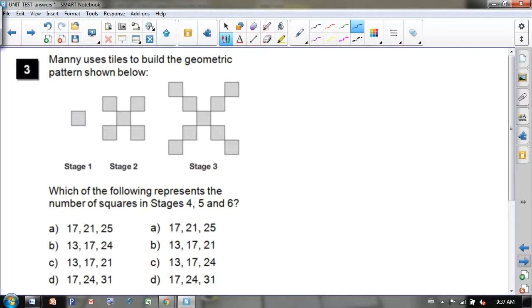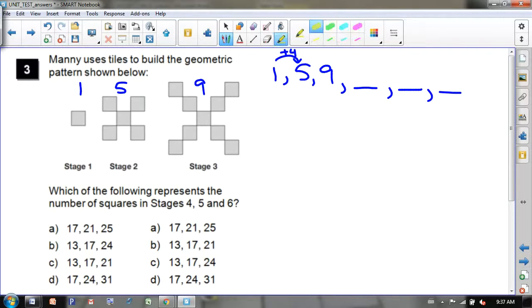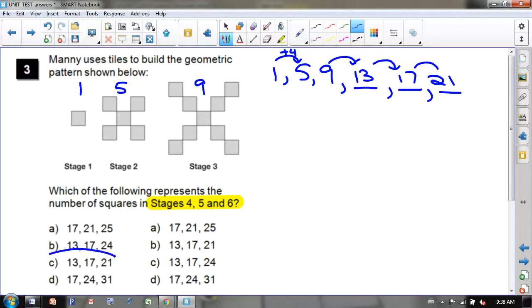In question 3, we're looking at a geometric pattern. In stage 1, there's 1 square, in stage 2, there's 5, and in stage 3, there's 9. So this sequence increases by 4 each time. It's looking for the 4th, 5th, and 6th stages, so we have to keep adding by 4. We get 13, 17, and 21, which in version A would be C, and in version B is answer B.